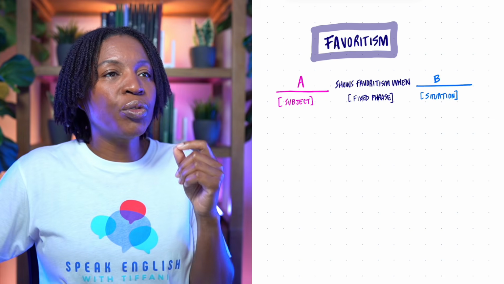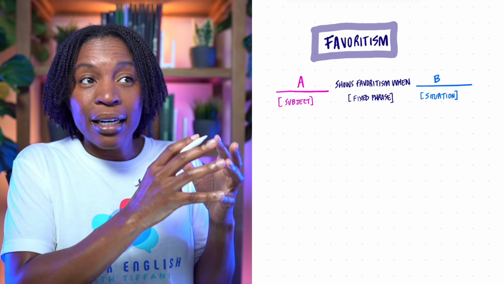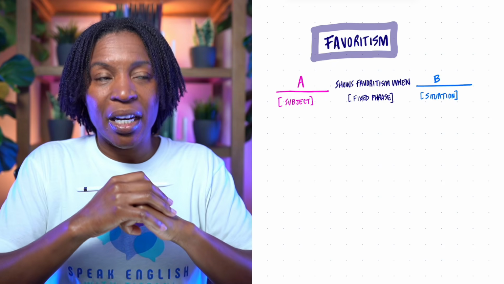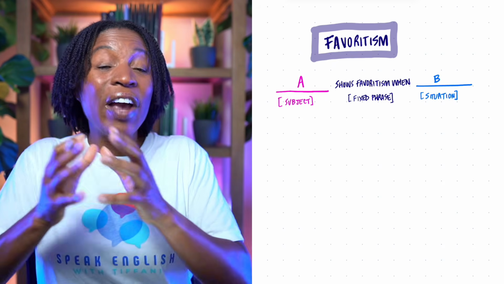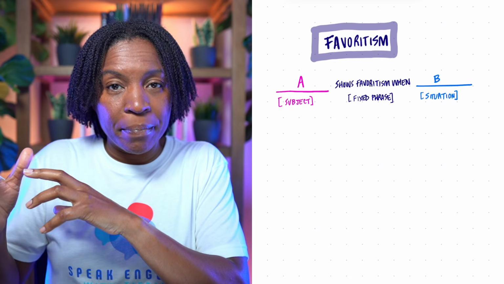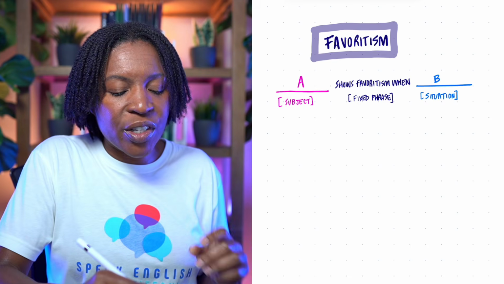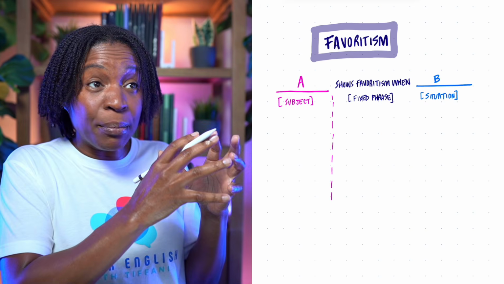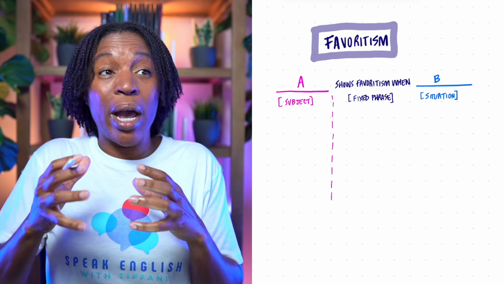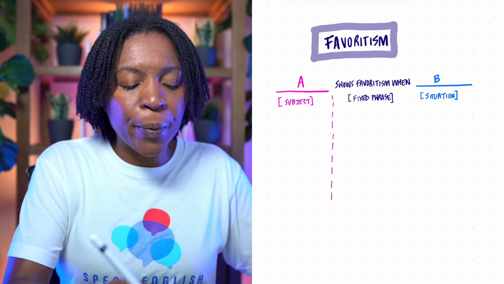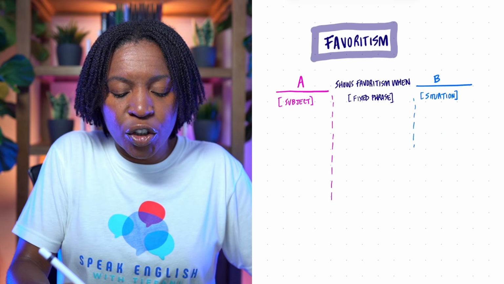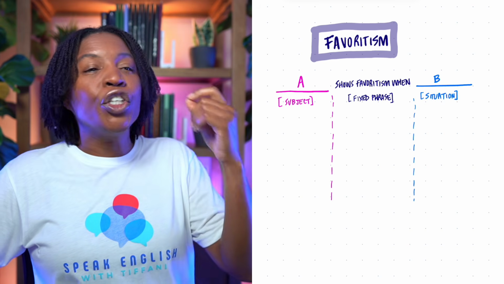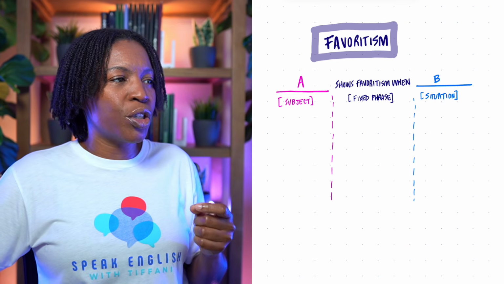So the sentence structure is A shows favoritism when B. Again, A shows favoritism when B. Now A in this situation represents the subject, all right, person, place, or thing. So the subject shows favoritism when B, and B represents a specific situation. So let's check out some example sentences using this sentence structure.